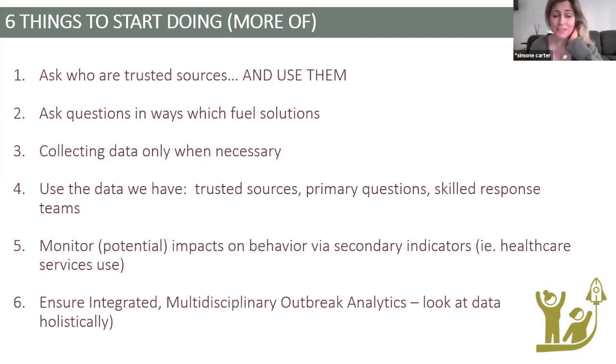We need to monitor the potential impacts on health via secondary indicators, like health services use, which we should continue to monitor. School attendance, all kinds of data that can be used as secondary indicators to monitor impacts. And we really do need to ensure an integrated and multidisciplinary outbreak analytics approach. So looking at data holistically, looking at misinformation or infodemic, looking at EPI, DHS, and saying, here's all the things that are happening. How are they feeding into each other? And how do we use this to better respond to the outbreak?